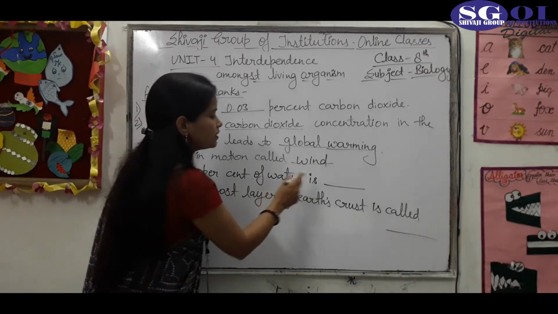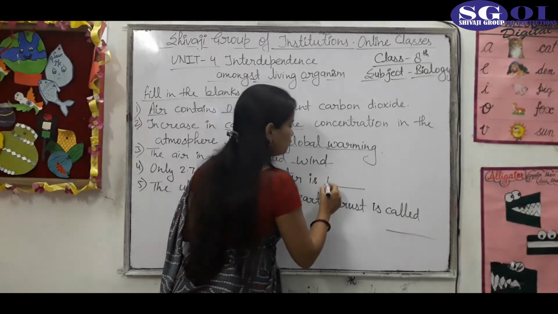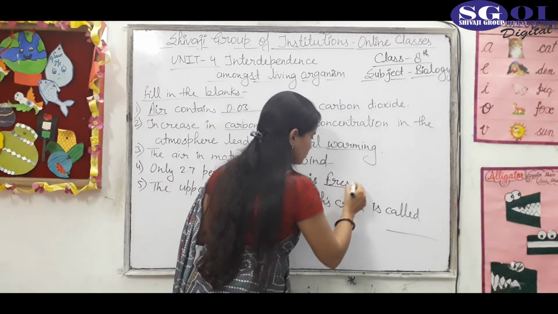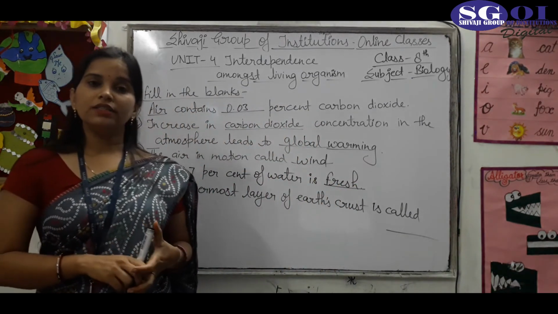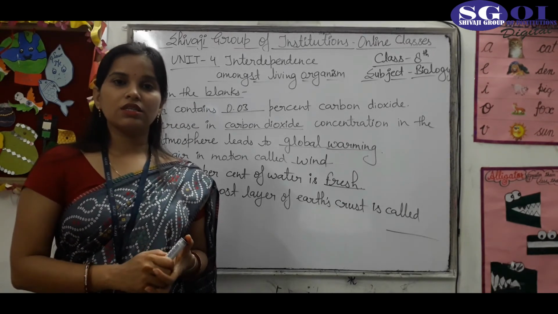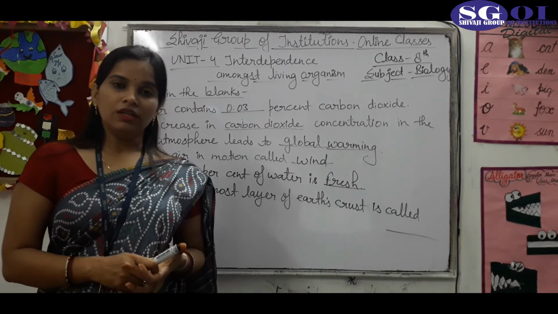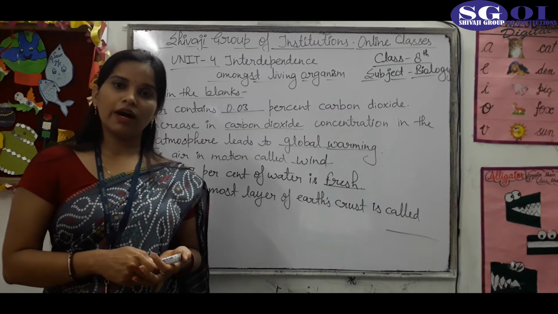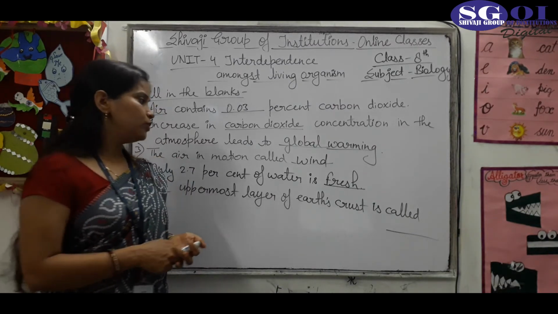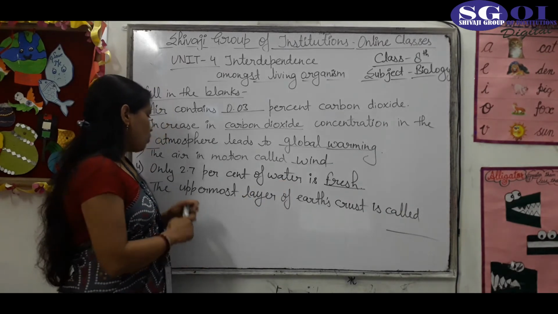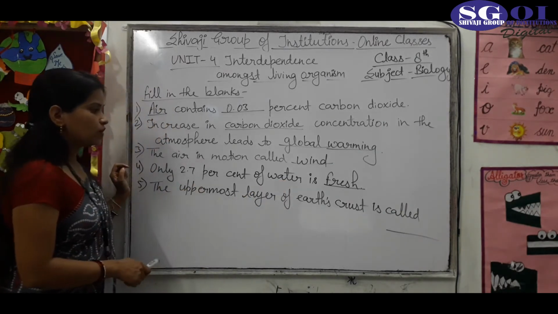Next, only 2.7% of water is actually fresh water. Students, you know that 90% of the earth is covered by water, but there is a scarcity of water. Why? Because this water is not fresh, and we use only fresh water. So only 2.7% of the water is fresh.